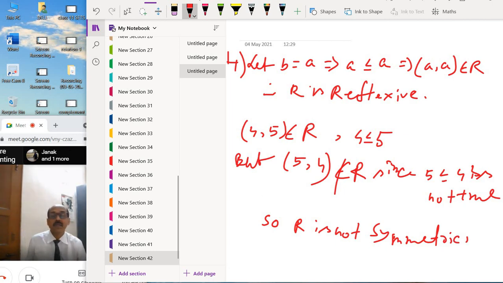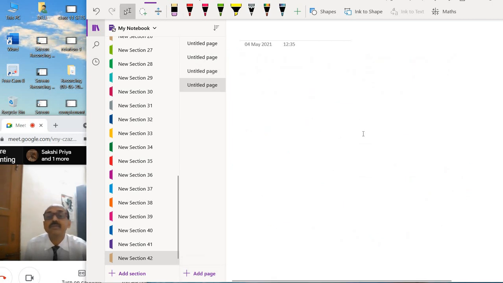Okay, clear? Reflexive and symmetric. Hello? It is clear, reflexive and symmetric. Yes, sir. Now transitive. One more. Is it transitive or not?